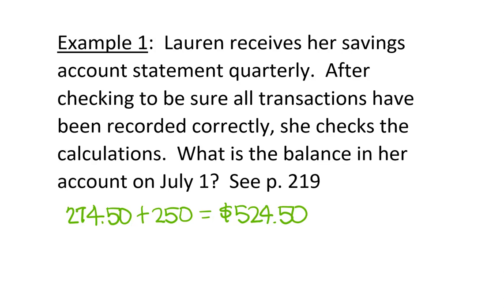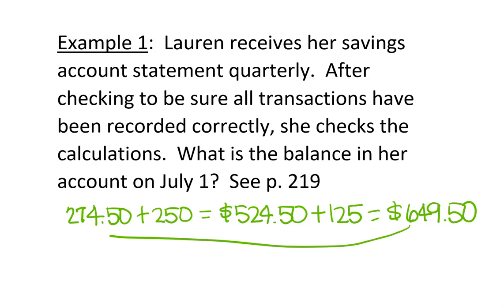We're going to keep that number in our calculator. On the 11th, we're going to add $125 in there. Again, there's another deposit. So our new balance is $649.50, which looks okay so far. Then I'm going to take this balance, $649.50. We withdrew $100, or she did, for $549.50.